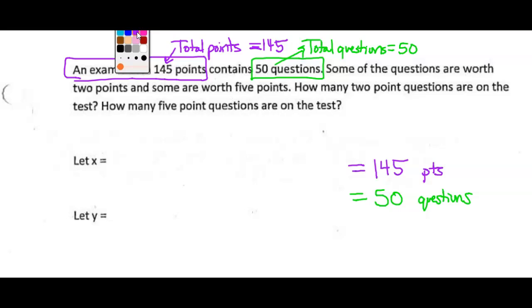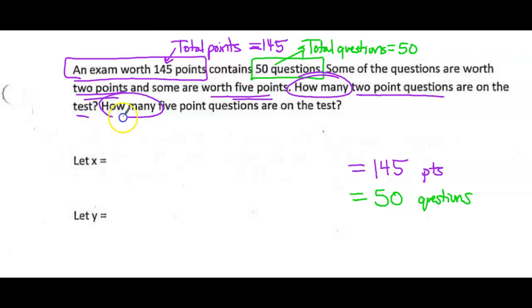So then I keep reading. Some of the questions are worth 2 points and some are worth 5 points. There's questions that are worth 2 points. There's questions that are worth 5 points. And then it asks you how many 2-point questions are on the test? How many 5-point questions on the test? So that question right there asks you what the unknown is.